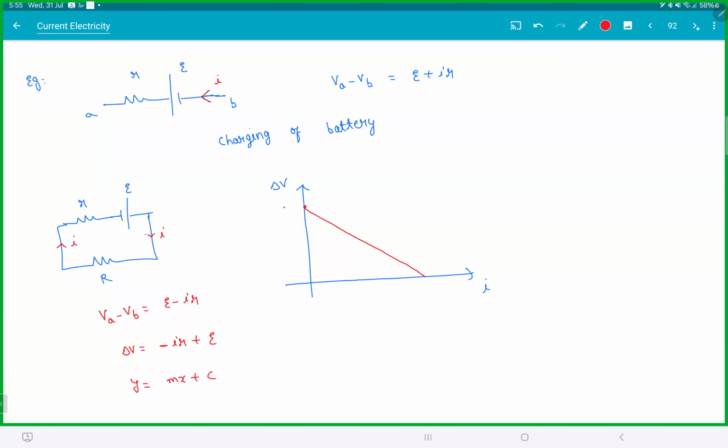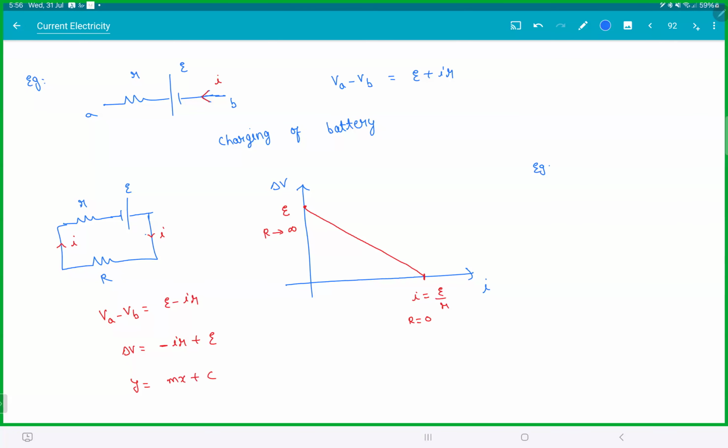So this value here is your EMF. This occurs when I is 0. If you keep R is infinity, the circuit is open circuit. The current won't flow, and if current is not flowing, potential difference is equal to EMF. And at this other point, if you keep R equal to 0, that means you short the battery. The potential difference is 0 and the current is E by r.